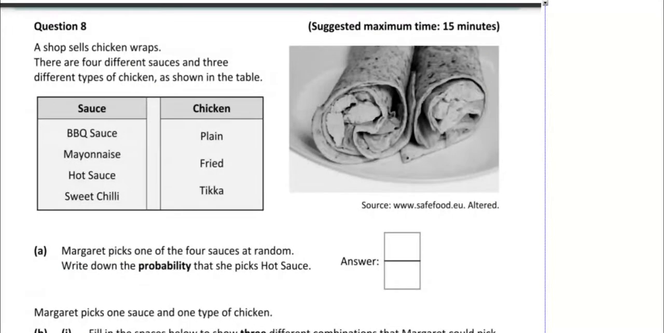Next one. This one was a bit of a curveball, just a bit of probability. I know we haven't really done probability yet, but just for argument's sake. Marker picks one of the 4 sauces at random. Write down the probability she picked hot sauce. Anybody know the answer to this? 1 in 4, or 25%, but I think they wanted a fraction, didn't they? Good man.